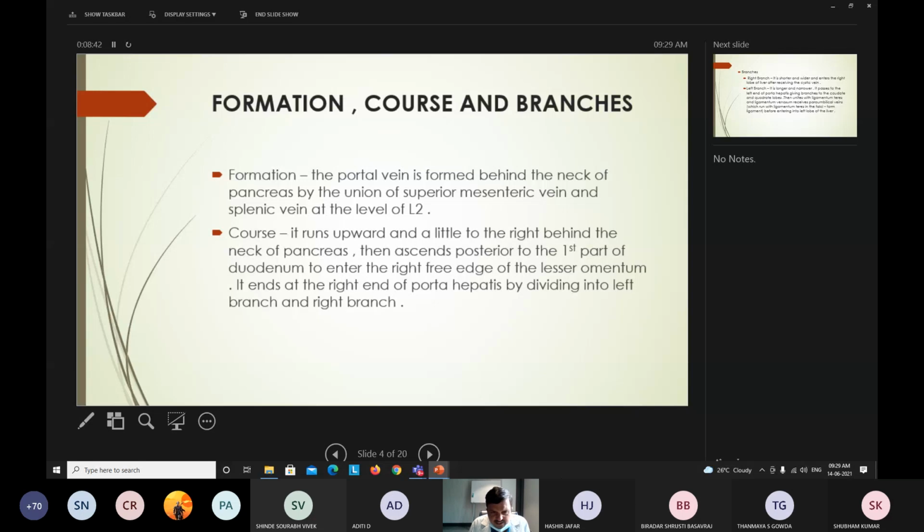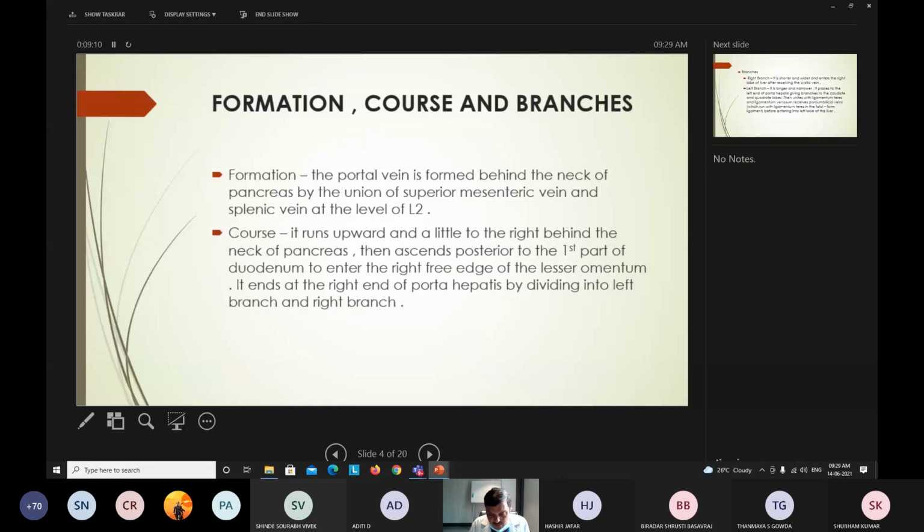The portal vein ends at the right end of the porta hepatis. Already you have seen the porta hepatis is a gate where the structures enter and come out of the liver. The portal vein ends near the right end of the porta hepatis by dividing into a left branch and a right branch. Understand? This is the course of the portal vein. Total length is 7.5 centimeters or 3 inches.